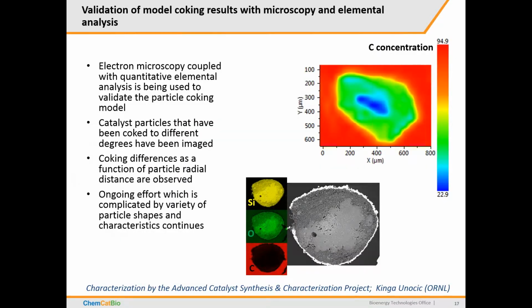Like I mentioned, this work is tightly coupled to advanced catalyst characterization, and we're working with the advanced catalyst synthesis and characterization team, particularly Kinga Unokic from Oak Ridge National Lab, who uses advanced microscopy and chemical imaging to help us validate, for example, our predictions of coke formation in these catalyst particles.